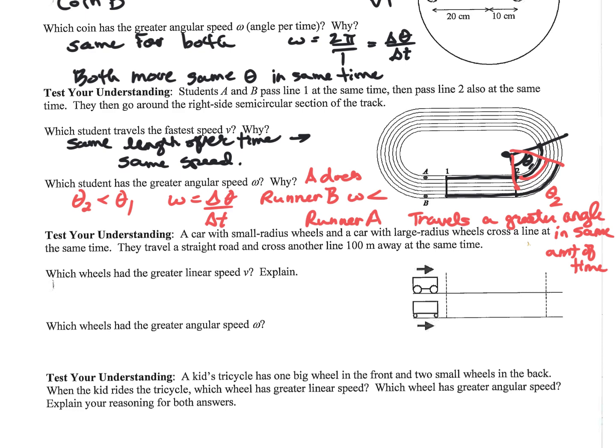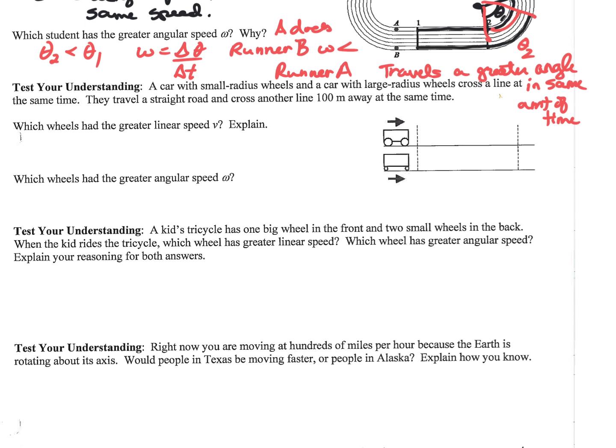Okay, now we've talked about this one already sort of in class. Test your understanding. A car with a smaller radius wheel and a car with a larger radius wheel cross the line at the same time. They travel a straight road and cross another line 100 meters away at the same time. So they're covering the same distance in the same amount of time. So what do you know? Same velocity.